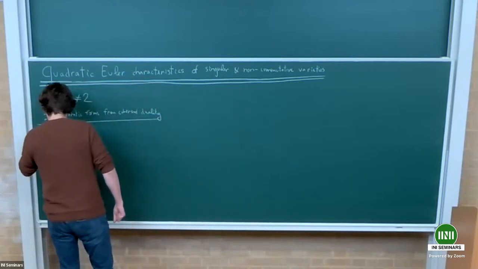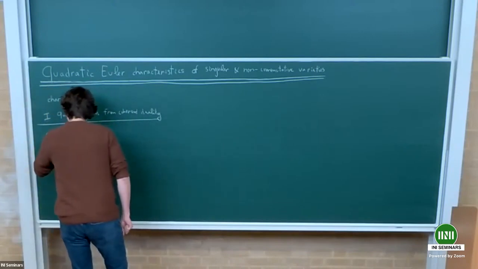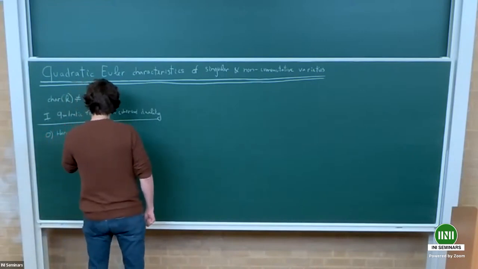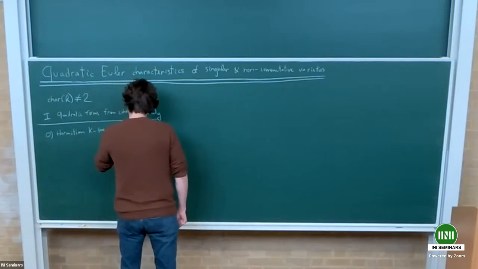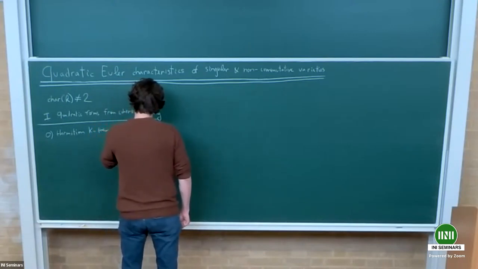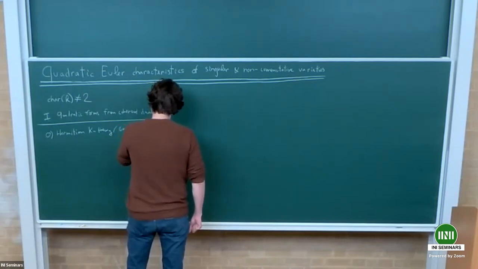But to do that, I have to have a place to put my invariants. And so this is going to be a very simple case of Hermitian K-theory, also known as Grothendieck-Witt rings.